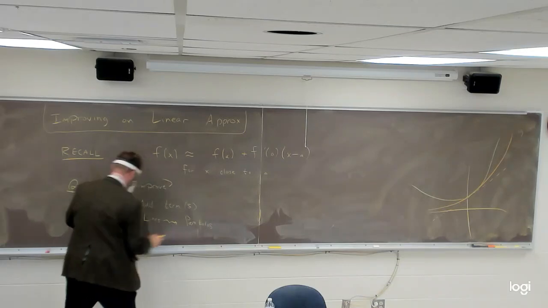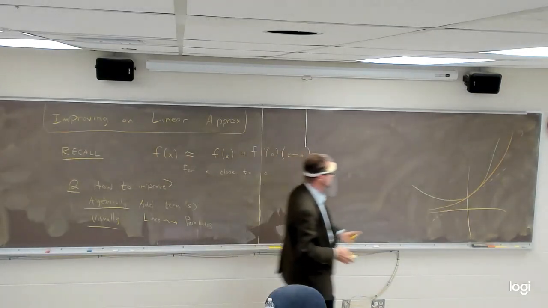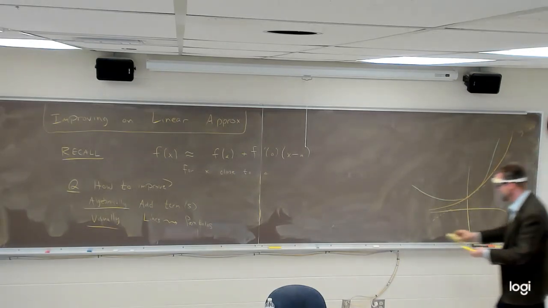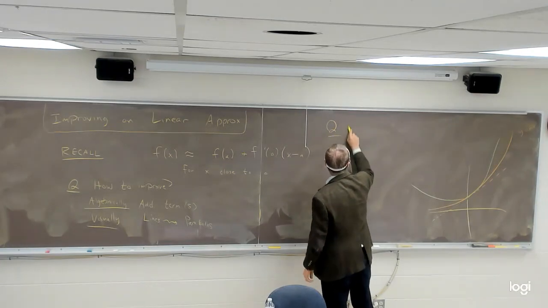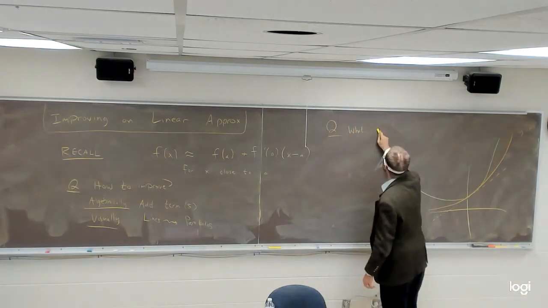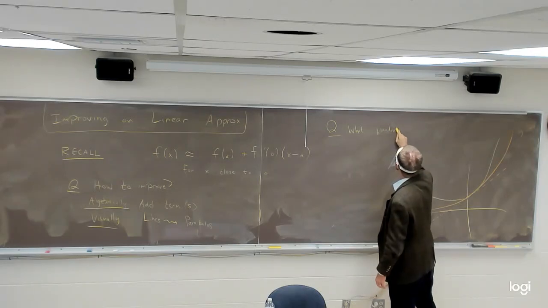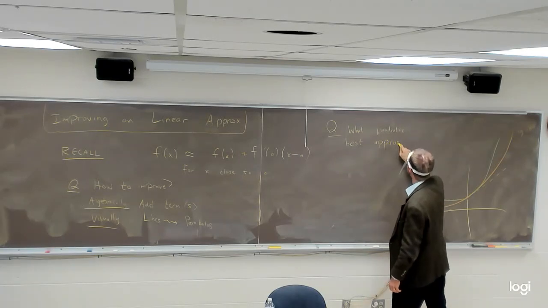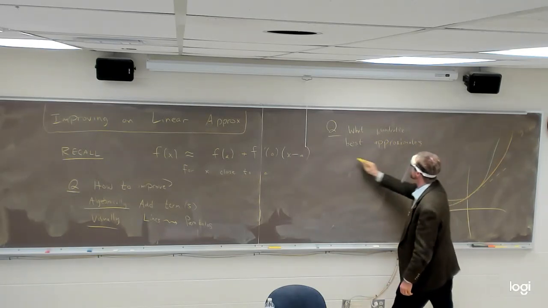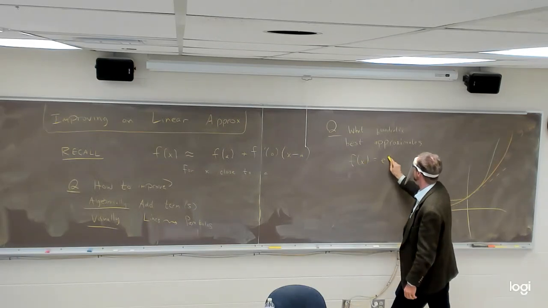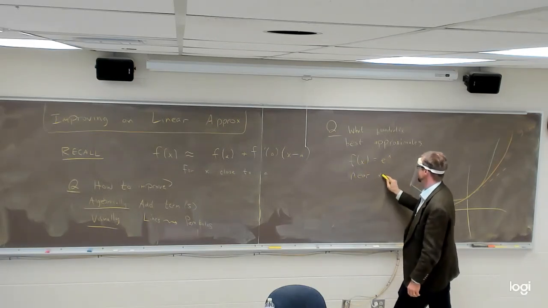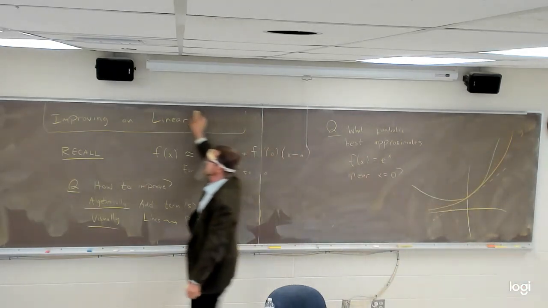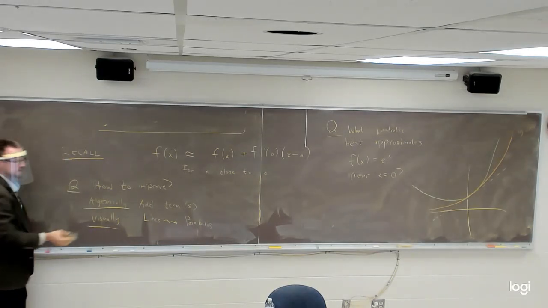All right, so let's consider the question, what's the parabola that best fits e to the x near 0? Quadratic. Quadratics are parabolas. Best approximates this function here, x equals 0. That's going to lead us into the idea of improving our linear approximations.